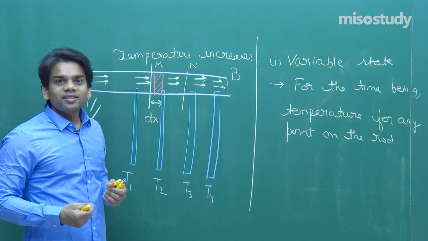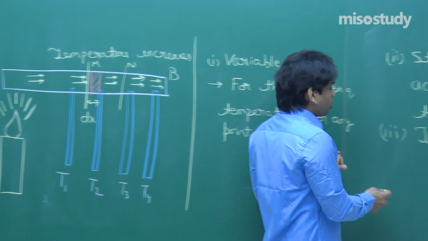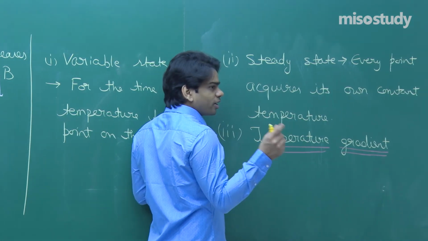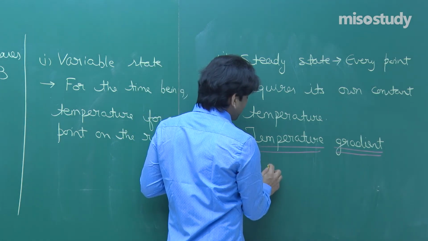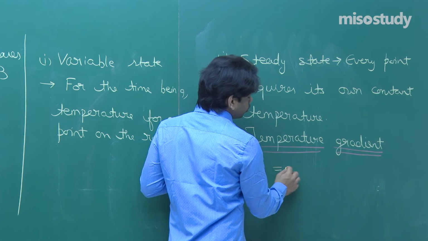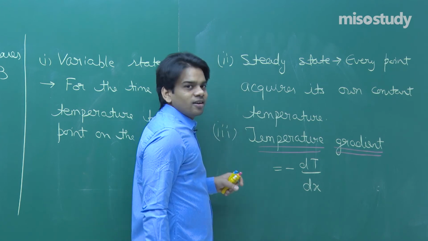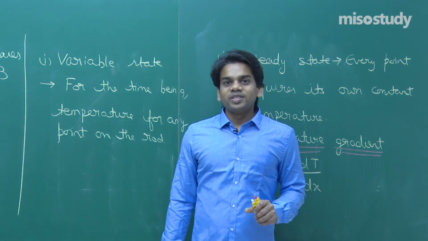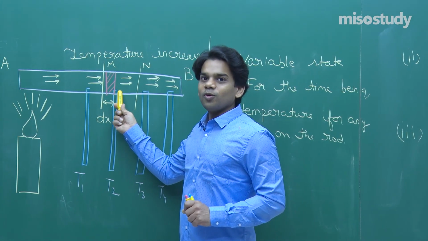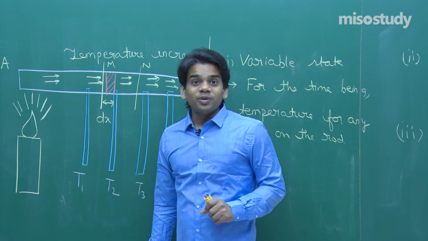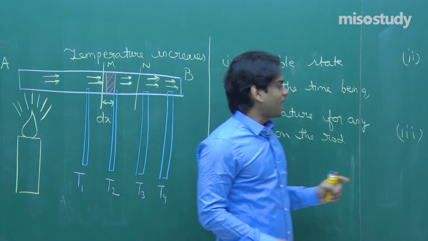So the change in temperature per unit length, that is dt by dx, is the temperature gradient. For an infinitesimally small element, we have change in temperature as dt. So temperature gradient will be equal to minus dt by dx. Why minus? Because dt is the change in temperature, and the change will be negative here, since this end has a lower temperature, a lower value minus a higher value. That means we are going to get a negative value. To keep the temperature gradient positive, I am multiplying by a minus sign here.